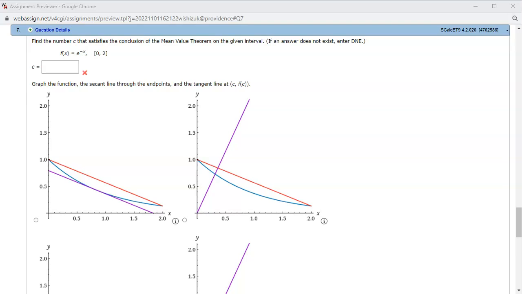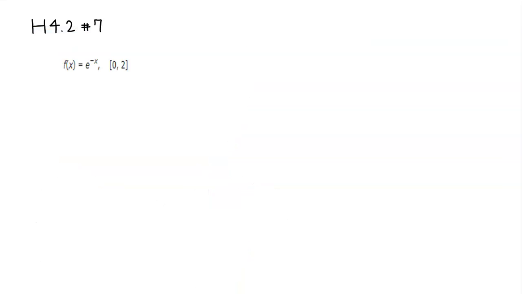All right, let's look at 4.2, problem number 7. So you have an exponential function here. An exponential function is continuous and differentiable everywhere, so it satisfies the hypotheses of the mean value theorem. All right, so let's find the c value here.